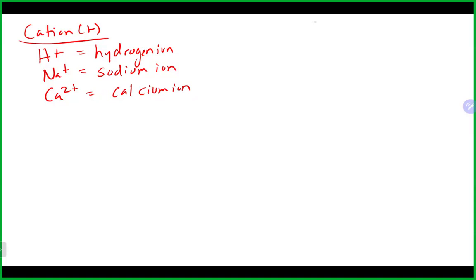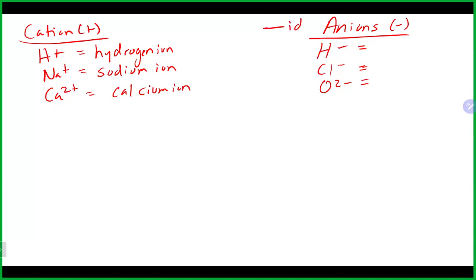When we have anions, which are negatively charged ions, like H-, like Cl-, like O2-, we actually drop the last part of the name, maybe a little bit more than that, and we replace it with -ide. So these end in -ide. Hydrogen is going to be the hydride ion. Chlorine becomes the chloride ion. And oxygen becomes the oxide ion. So they all end in -ide.